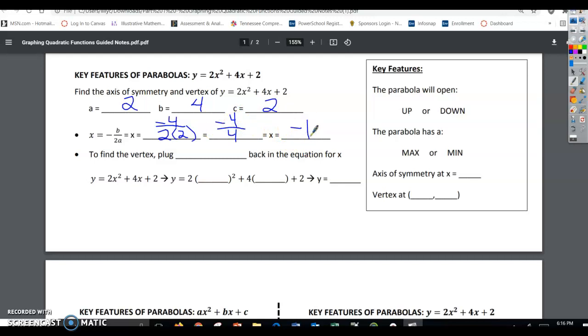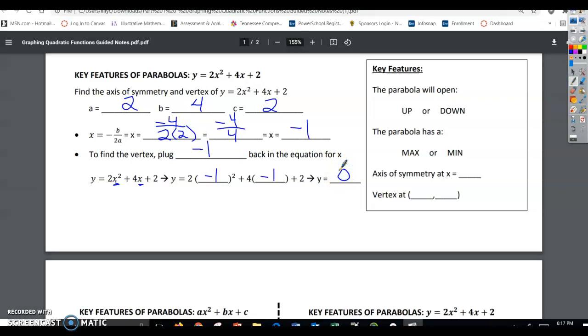To find the vertex, plug negative 1 back into the equation. All right, so you've got 2x squared plus 4x plus 2. So the equation's already written out here. All you have to do is plug in negative 1, and then simplify. Remember, you've got to do order of operations, so that means you've got to do powers before you multiply. Negative 1 squared is 1. 1 times 2 is 2. 2 minus 4 is negative 2. And negative 2 plus 2 is 0.